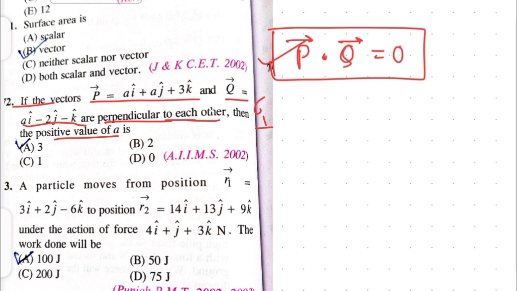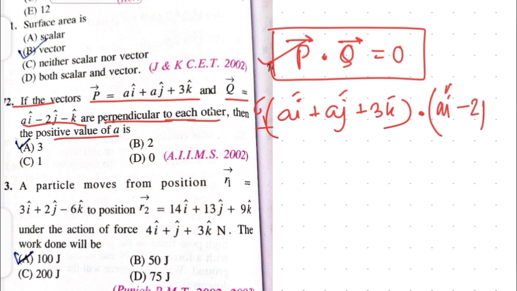Now simply solve. What is P vector? a i cap plus a j cap plus 3k cap, dot, a i cap minus 2j cap minus k cap, equals 0. Now we know how we perform dot product. I cap and I cap will be multiplied. I dot I is I square, which is 1. So we won't put the values of I. There will be no I in the result.